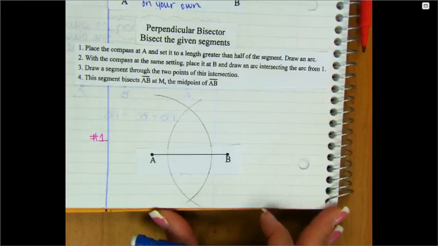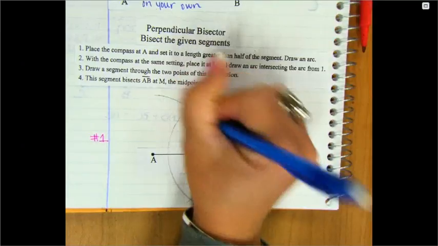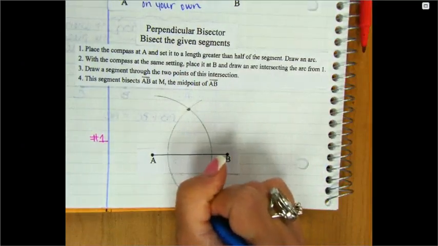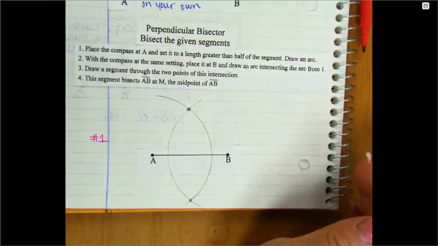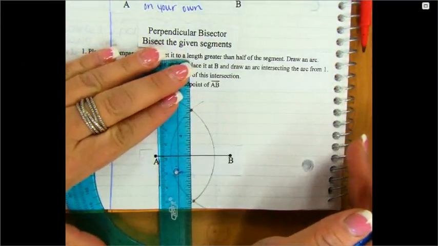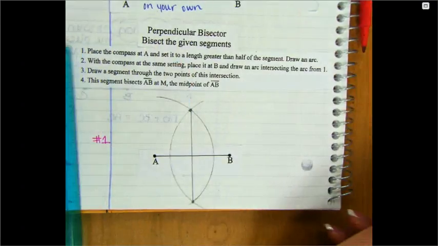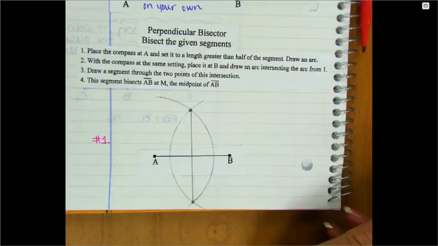Now, listen very carefully. It says, draw a segment through the 2 points of this intersection. So this is a point right here, and this is a point right here, and we're going to connect those by using our straight edge. Like that. Do you understand?